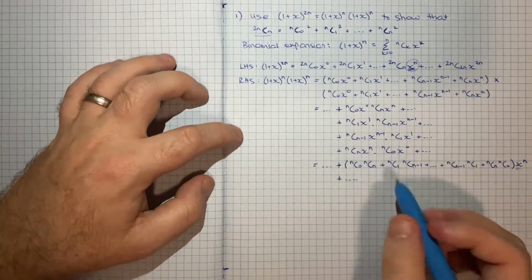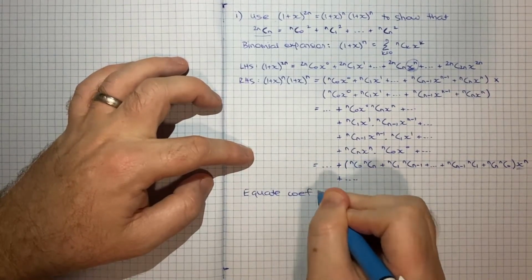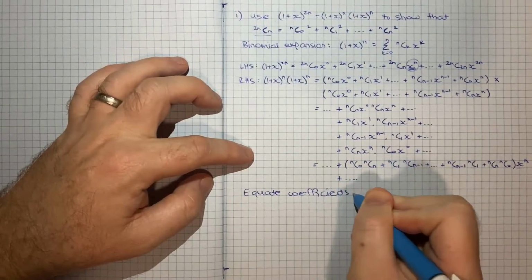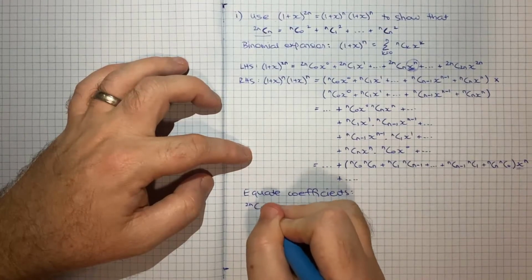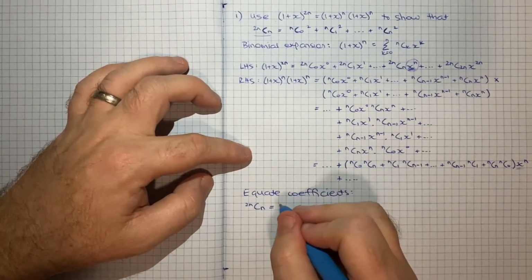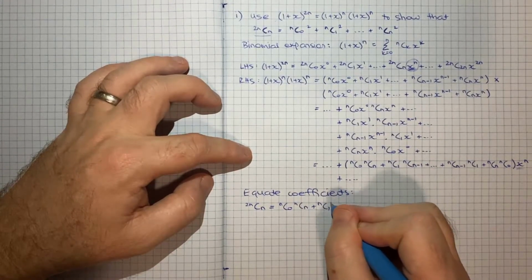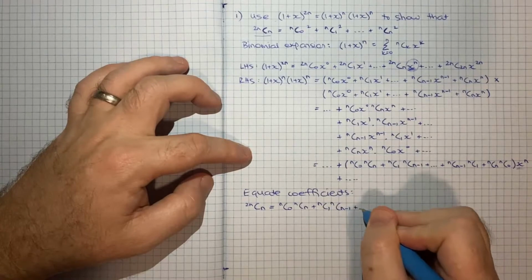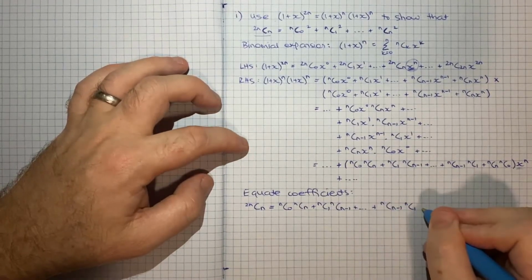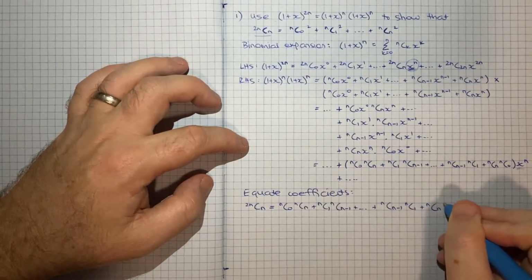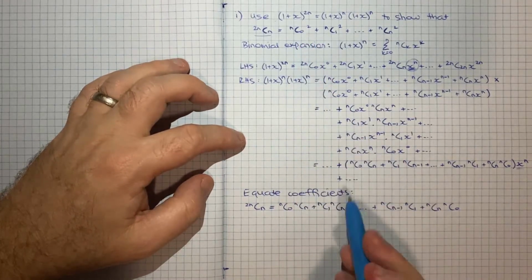So now we can equate coefficients, to then say 2nCn must be equal to nC0 nCn + nC1 nC(n-1), and so on, plus nC(n-1) nC1 + nCn nC0. And we're kind of close here. We just need all of these squares.